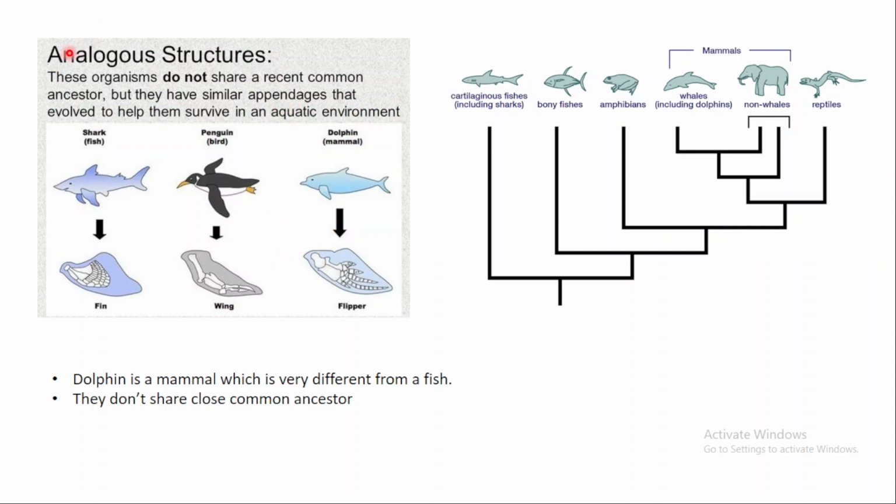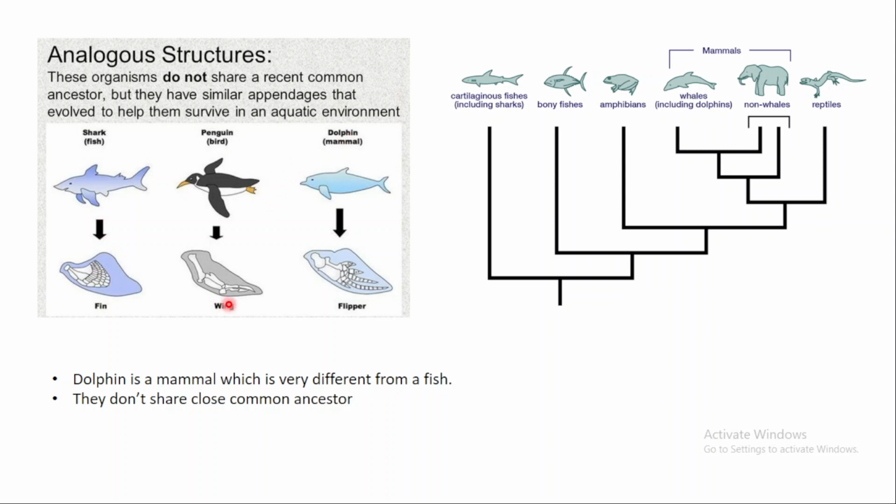So if we again deconstruct the definition, for analogous structures, these organisms do not share a recent common ancestor. So if you argue that everything came from a single common ancestor, in this definition it is not a very recent or very close common ancestor. They should be a little bit far apart. But they have similar appendages that evolved to help them survive in an aquatic environment.